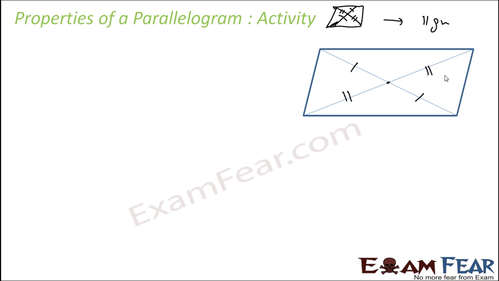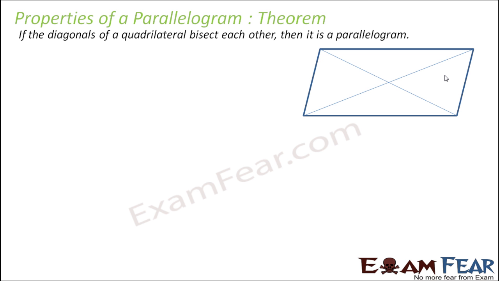Okay. So now since this is an activity, we can see if we can prove it. So it has to be a theorem also. So the theorem is: if the diagonals of a quadrilateral bisect each other, then it is a parallelogram.